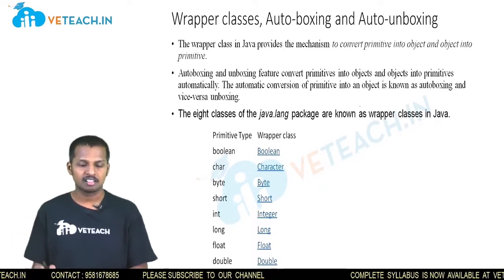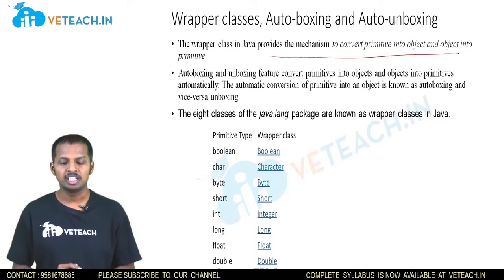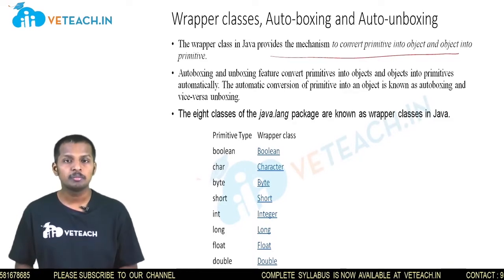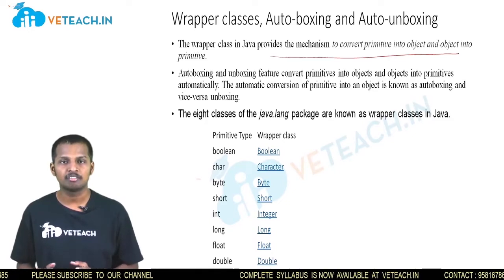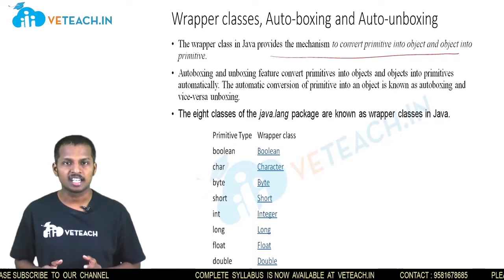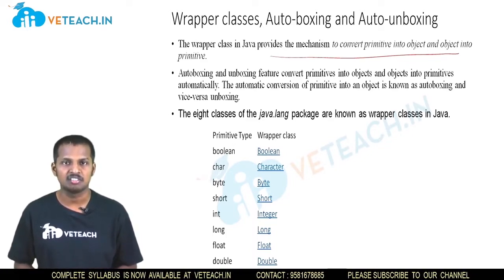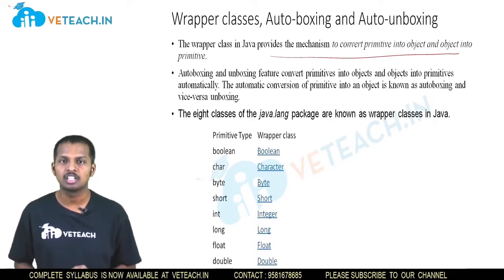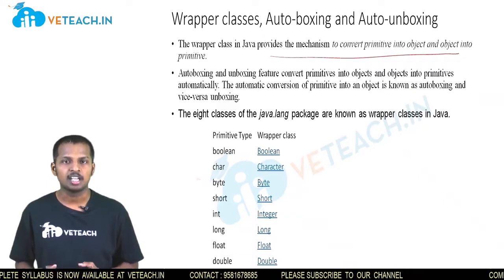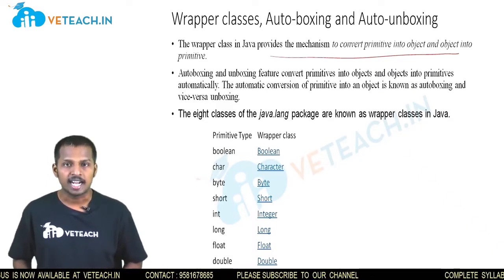A wrapper class in Java provides a mechanism to convert primitive into object and object into primitive. What do we mean by this? There are predefined data types for us in Java. There are 8 types of data types present in Java, which are categorized into 4 types. They are Boolean type, numeric type, character type, and so on. So these are divided based on the categories.